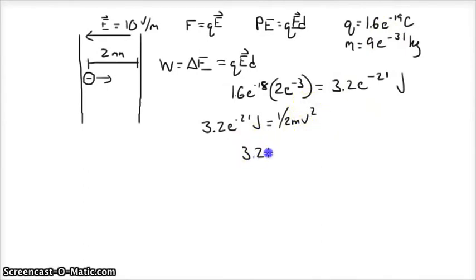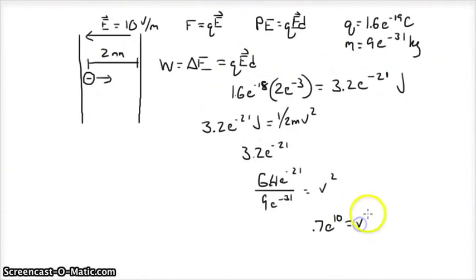So 3.2 e to the negative 21 times 2, I'm going to carry this over, it's going to give us 6.4 e to the negative 21. And 6.4 divided by our mass, which is 9 e to the negative 31, is equal to our velocity squared. So now looking at this, 6.4 divided by 9 is going to give me about 2/3. So I'm just going to round that to about 0.66, but keep in mind that there's a little bit more than that, so I'm going to bring it up to 0.7. So 0.7 will be an accurate enough fraction, and in this case, negative 21 minus negative 31 is going to give me e to the positive 10. And all of that is going to be equal to my velocity squared.